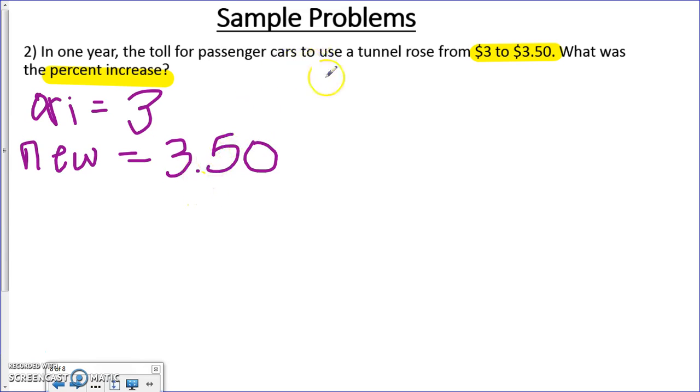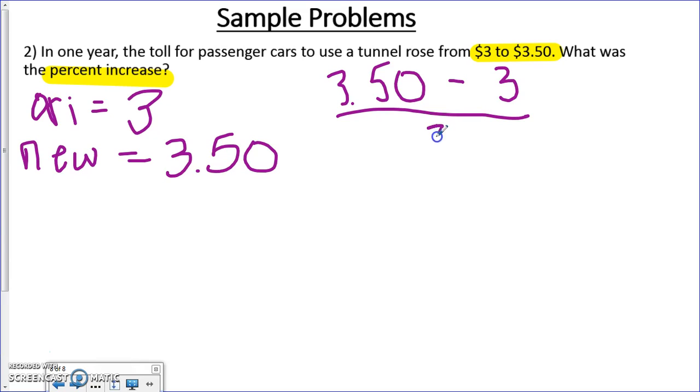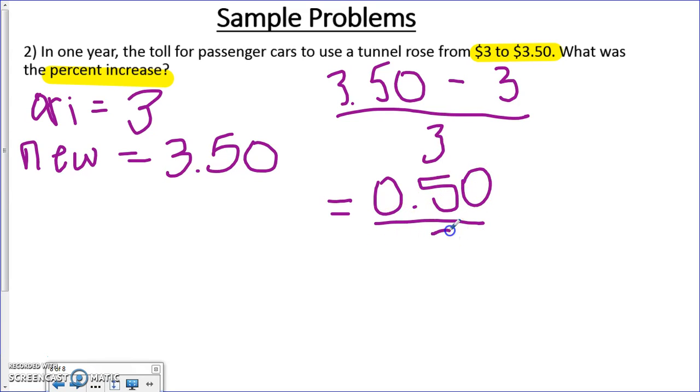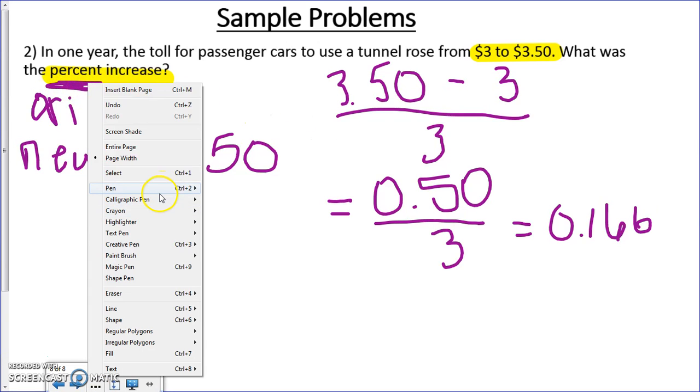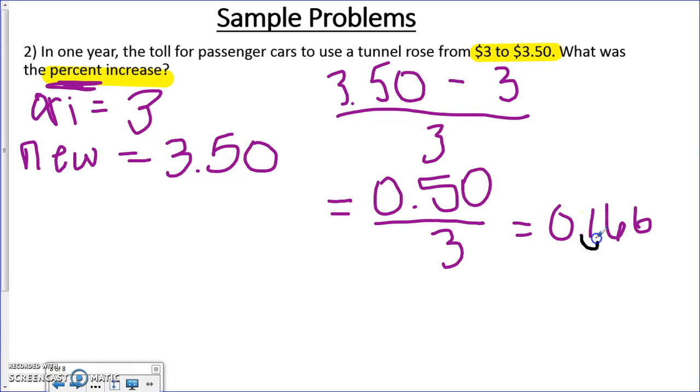To find percent increase, you take the new, subtract the original, and divide it by the original. So $3.50 minus $3 is 50 cents. Divided by $3 is equal to roughly 0.166. But again, remember it's asking us for percent increase, so we need to turn that decimal into a percent to answer the question fully. So it's roughly 16.7% increase.